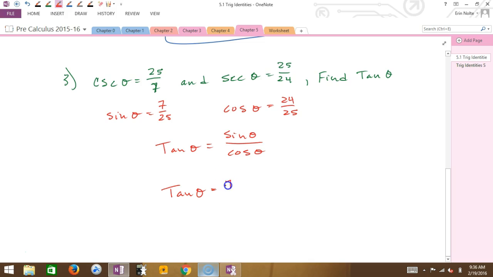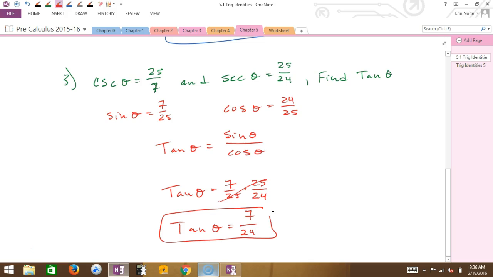So I'm going to say 7/25 times, since I'm dividing by 24/25, that's the same as multiplying by 25/24. Everybody follow that? So what cancels out? The 25s, so my tangent ratio is 7/24.